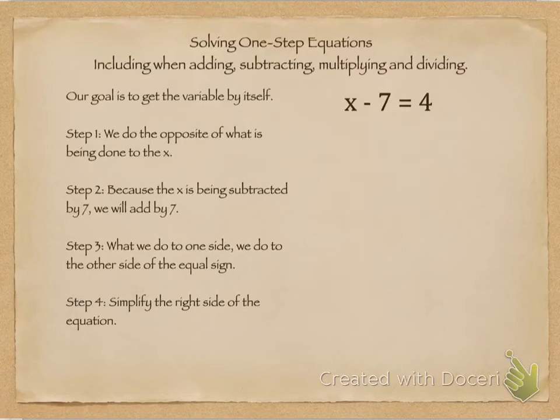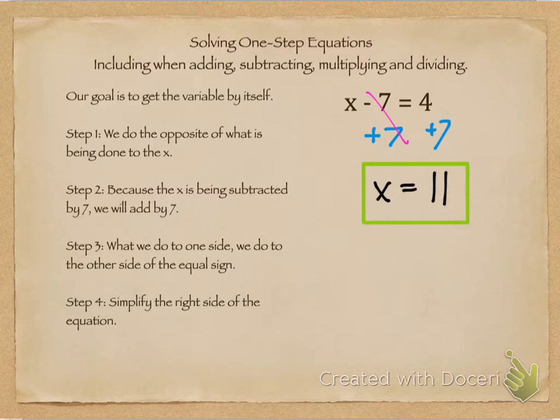Let's try subtraction. x minus 7 equals 4. We want to do the opposite of subtracting by 7, which is adding by 7 to both sides. We simplify, and 4 plus 7 gives us x equals 11.